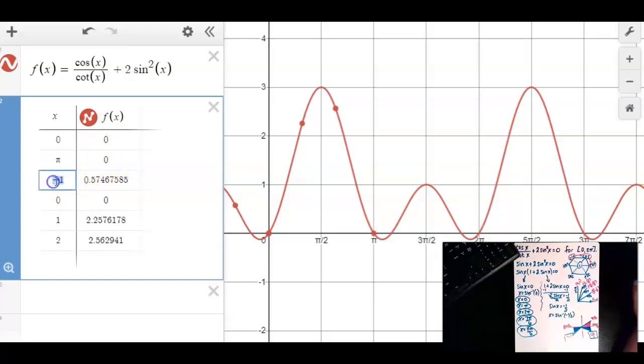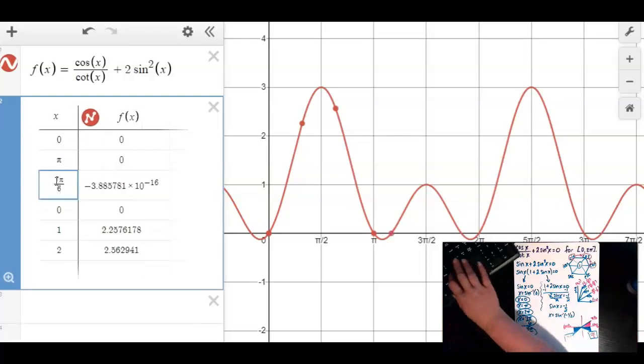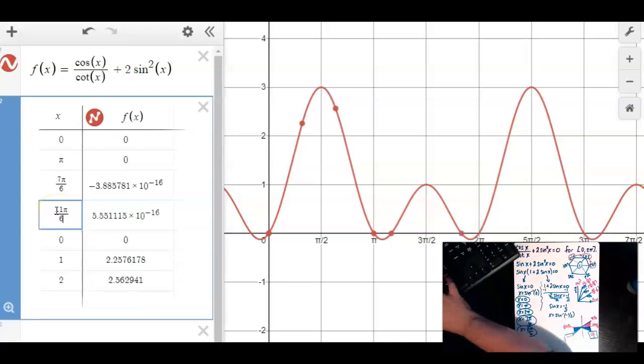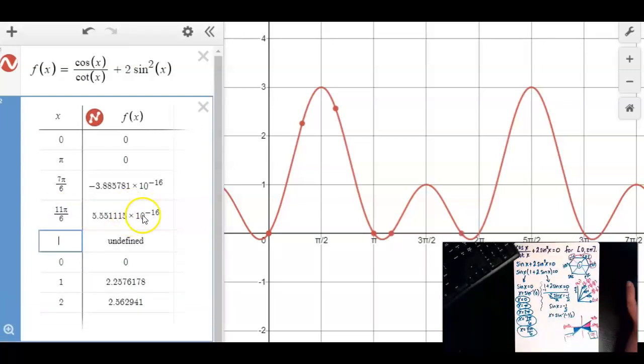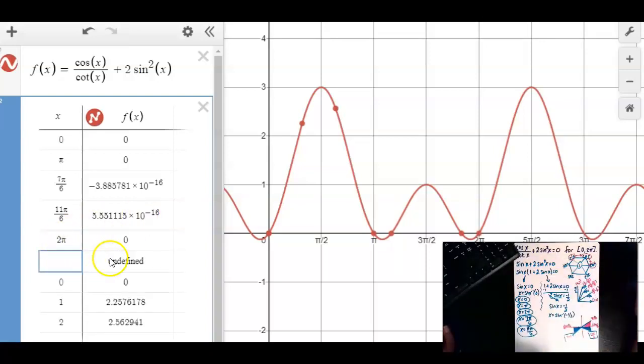So if we want to check what happens at pi, we type pi and we have a 0. If we put in 7 pi over 6 and press enter, now this one gives us scientific notation, negative 3.88578 times 10 to the negative 16. That's 16 zeros in front of that negative 3, so that's really close to 0. If we put in 11 pi over 6, same thing. We get really close to 0. And then 2 pi was our last answer, and that one comes up as equal to 0.